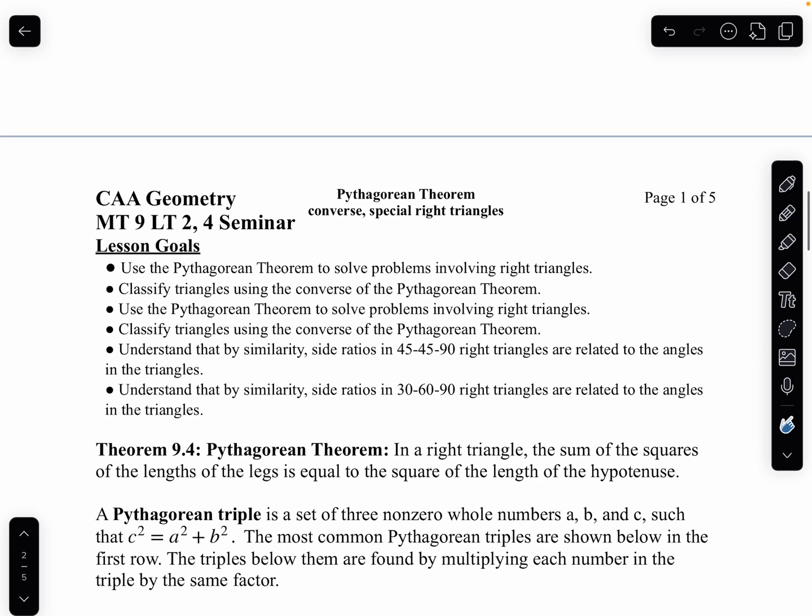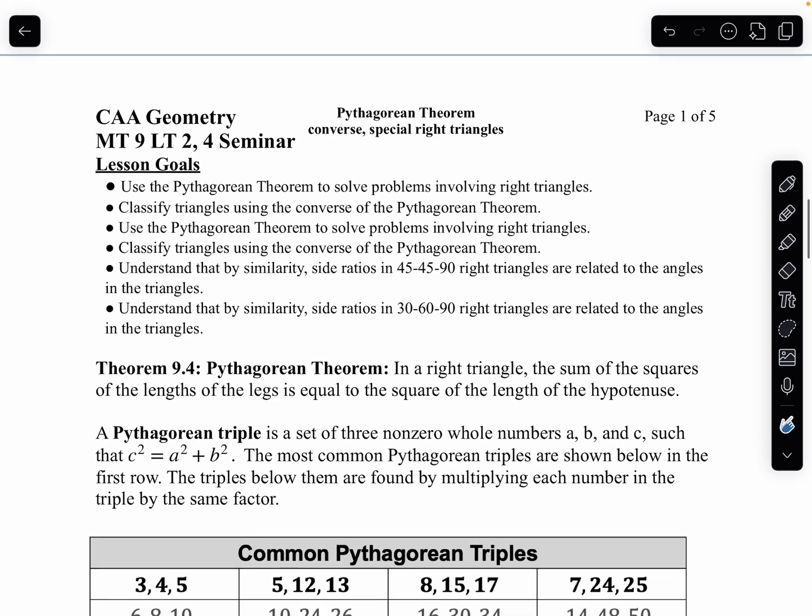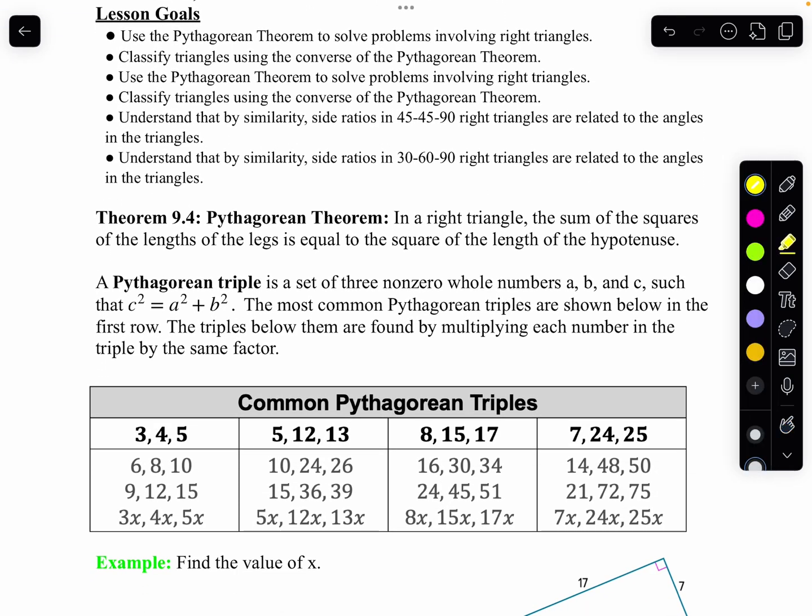Now, what we're going to look at in this lesson is a bunch of things. We just did the proof of the Pythagorean theorem, and we're going to use the converse of that. Now, you got to have a right triangle to use Pythagorean theorem. We've done this before. We also have things called Pythagorean triples. A Pythagorean triple are three whole numbers, so no decimals, where C squared equals A squared plus B squared.